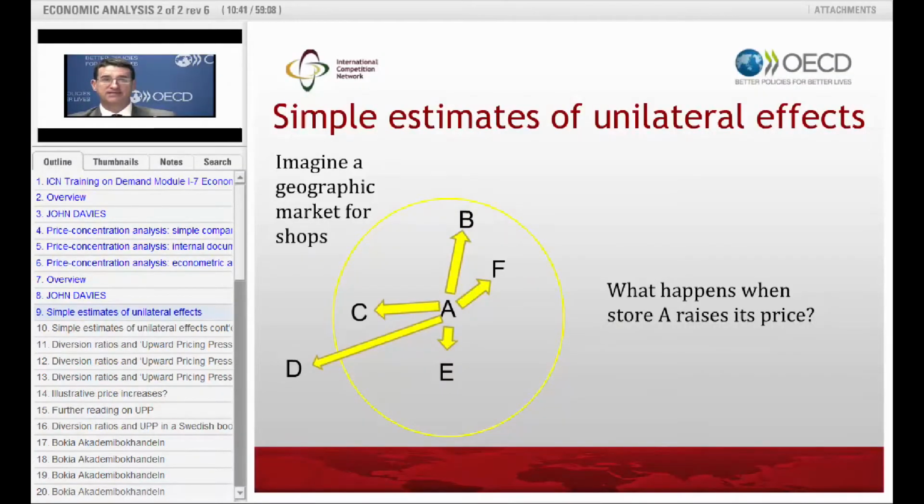Here's an illustrative example. Suppose we have local retailers, supermarkets perhaps, in an area that we'll say is a geographic market. If supermarket A, in the centre there, raises its prices, then its most price-sensitive customers will go to other stores. That's what the arrows show.